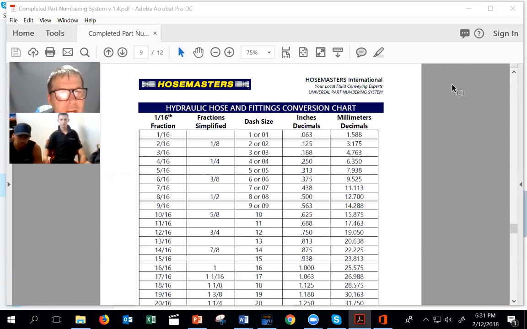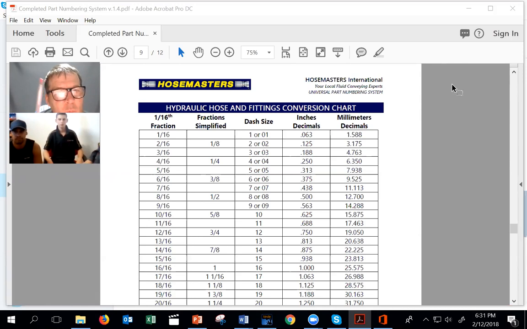But what it always does is go to what's called the simplified fraction. So 2/16 becomes 1/8. 4/16 becomes 1/4. 6/16 becomes 3/8. You go to its lowest fraction. Does that make sense to everybody? You don't have to know much more than that. That just tells you the why.